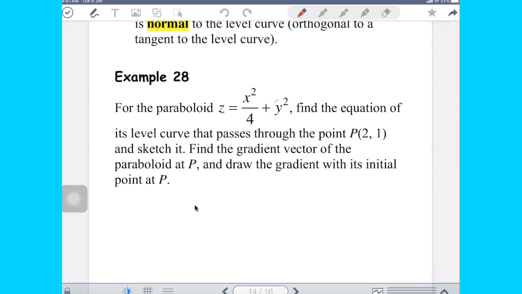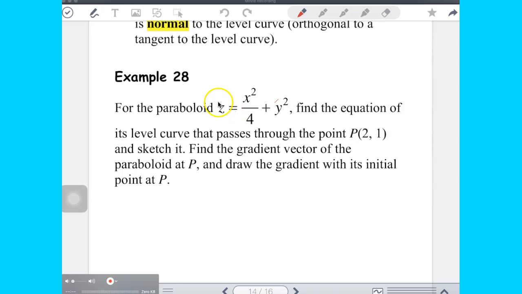Now, the question here is, what kind of problem will be asked in the exam? Okay, so look at this example 28. You are given a surface which is a paraboloid, and in fact they don't ask you to sketch it, right? Just imagine you have a paraboloid. Then find the equation of its level curve.